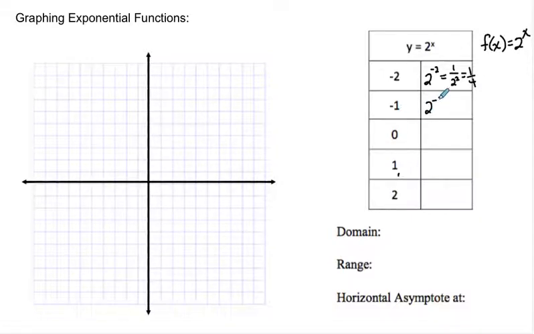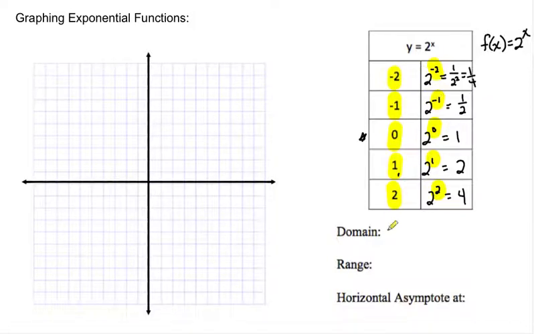2 to the negative first is, of course, 1/2. And anything raised to the 0th power is 1. So we might need to come back to that in a second to talk about. 2 to the first power is 2, and 2 to the second power is 4. So again, these are replacing the exponents for each of these operations.